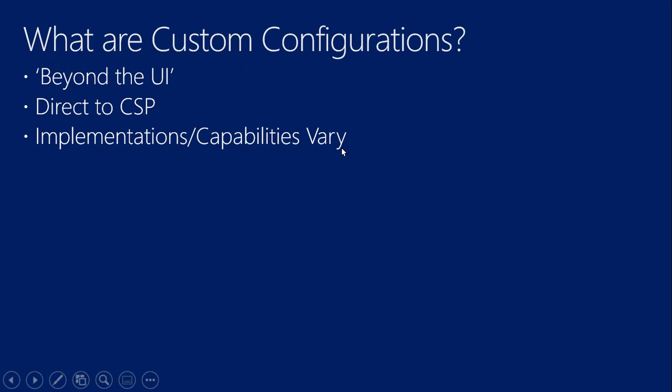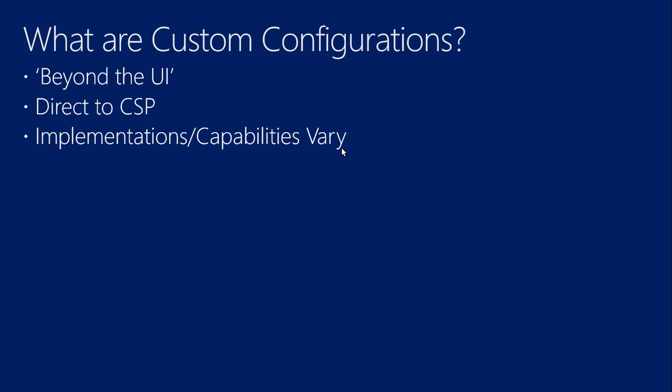So in terms of custom configurations, what are they, right? So beyond the UI is the first label that I use. So these are configurations that could be in the UI for sure that you want to deliver beyond the UI. I'd actually, on that statement, recommend that if the setting is in the UI that you want to use, that you definitely use the UI instead of the custom configuration, just for the security it provides and the ease of configuration and so on. But they are there, right?